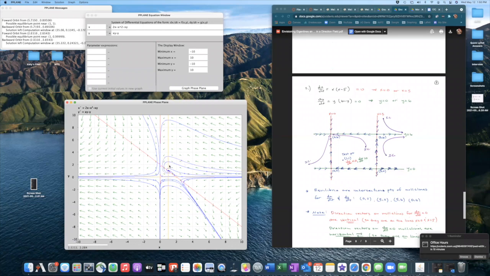So again, things locally act like what they're supposed to, but when you get away from any of your equilibria, weird things happen.